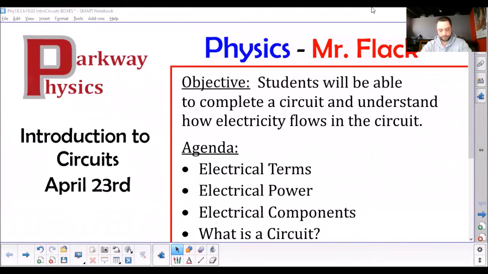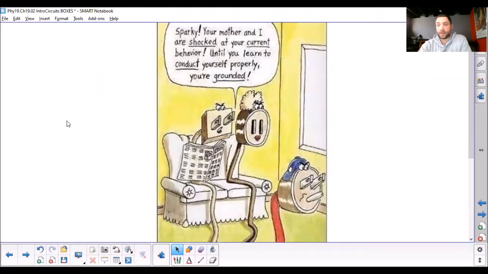So the worst thing about me not being there in person is you're going to miss all of my electrical jokes. So here you go. Here's this one, which kind of sums up a lot of my electrical jokes.